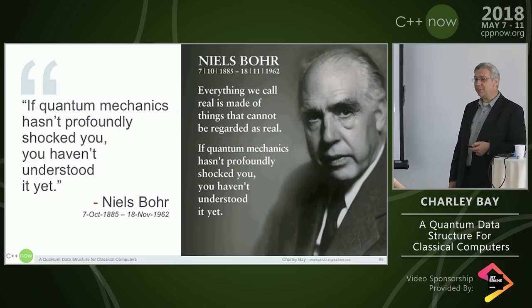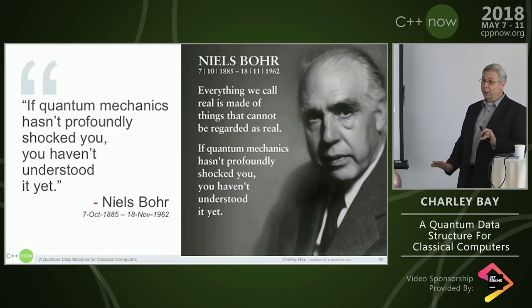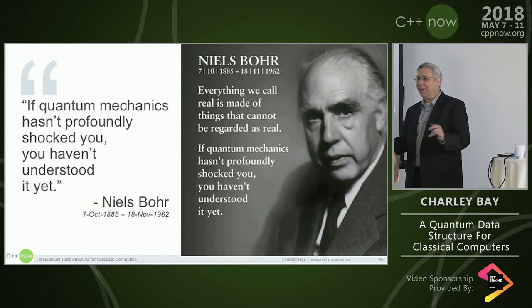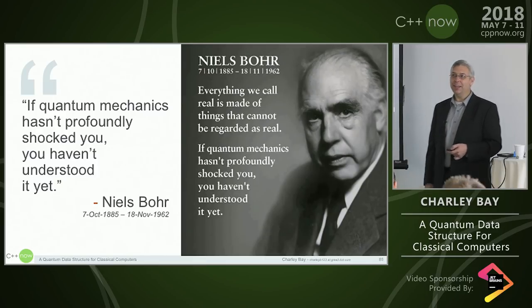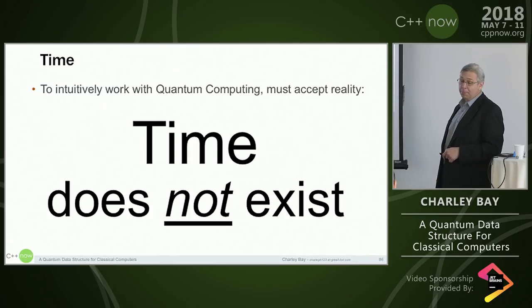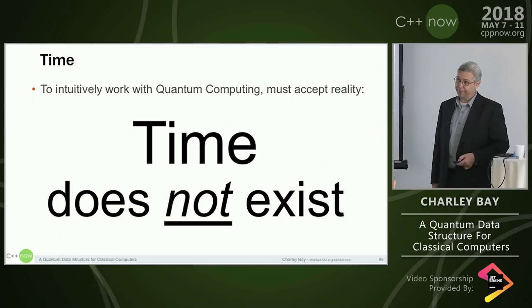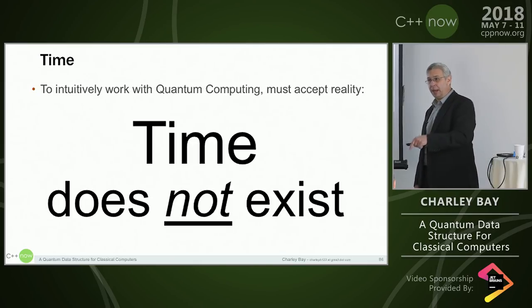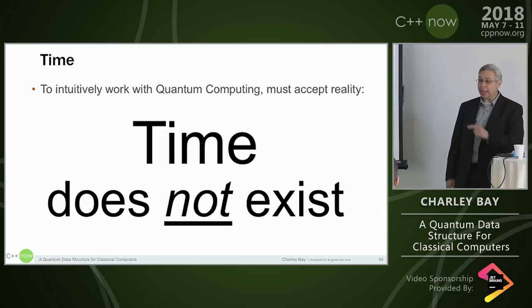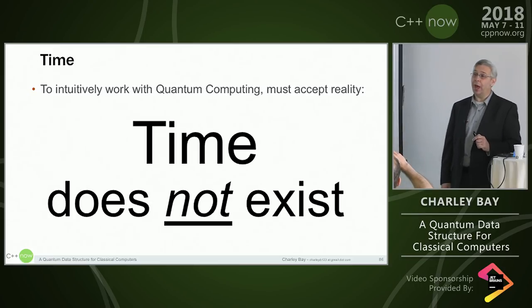So quantum mechanics, if it hasn't shocked you, you don't really understand it yet. It's weird and it's out of order, but we're like, you know, Doctor Who and Star Trek people. We totally know what's going on. Like, all the TV shows are telling us. And is it different from that? No, no, it's exactly just that. Time doesn't exist. It's not real. It is imaginary in the mathematical sense, but in reality, it does not exist. It really does not exist.